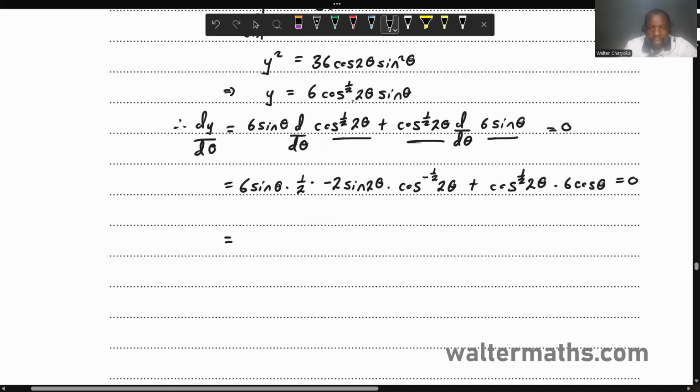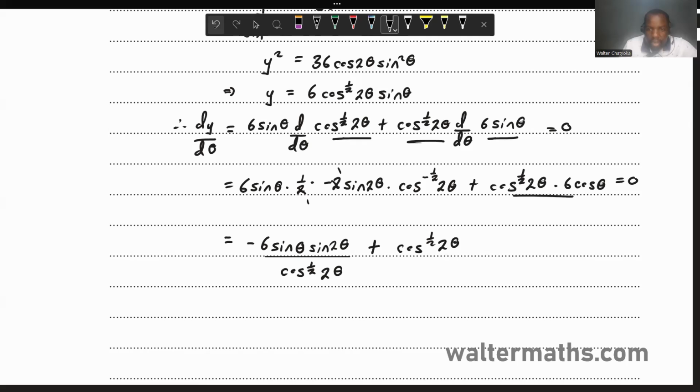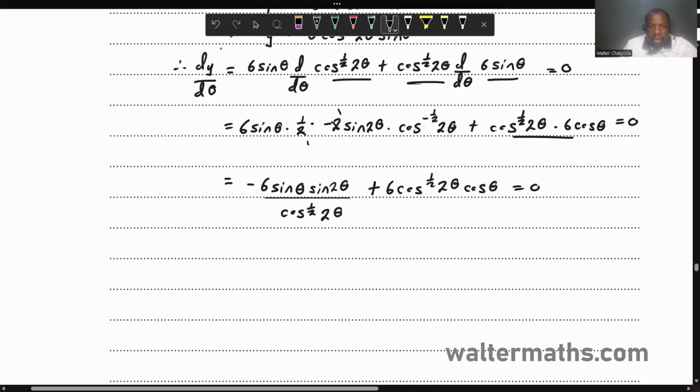So we have on here, okay, these two divide into each other, we get 1. So we have minus 6 sine theta sine 2 theta of cos to the minus half of 2 theta. So I'll put it at the bottom, okay? So cos to the half of 2 theta, and that's plus on this part, that's just cos to the half of 2 theta, and 6 cos theta, all equal to 0, okay? So I'll multiply all the terms by cos to the half of 2 theta. So we have minus 6 sine theta sine 2 theta plus, if it multiplies here, they become cos 2 theta, 6 cos theta equal to 0. Okay, so this is what we're having now.